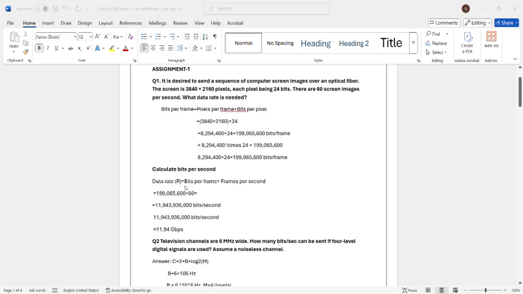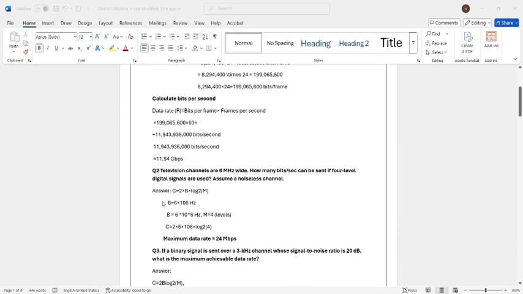Data rate is equal to bits per frame into frames per second. We are going to multiply the answer with 60 as frames per second. Then the final answer will be nearly equal to 11.94 GB per second.